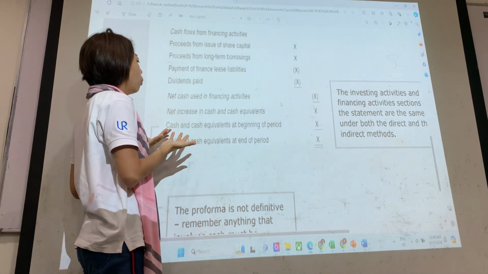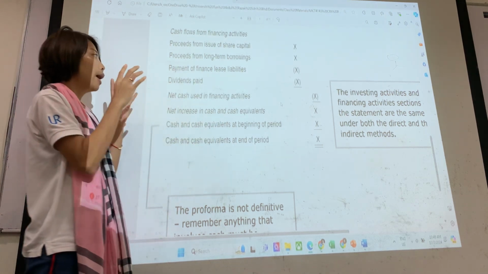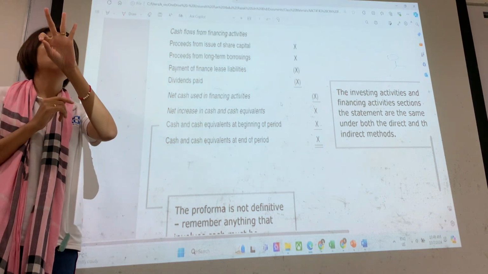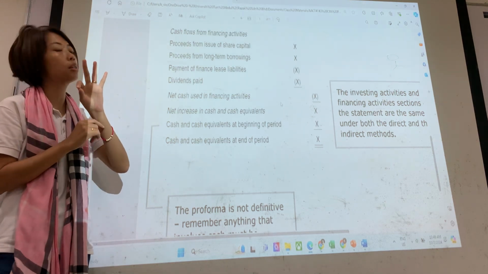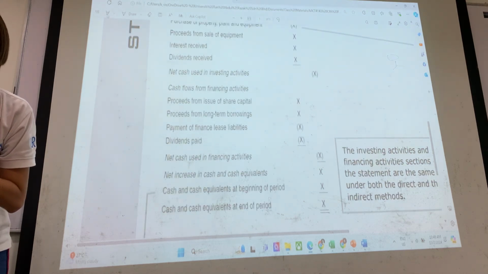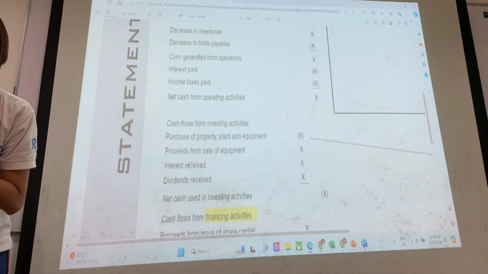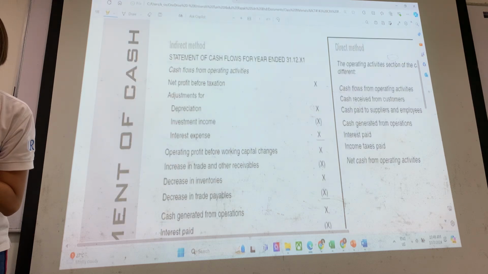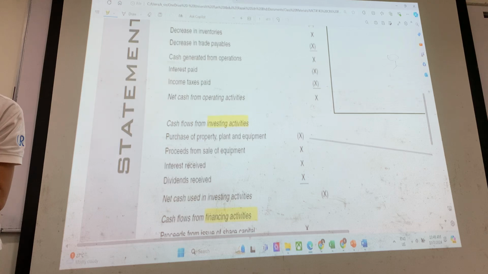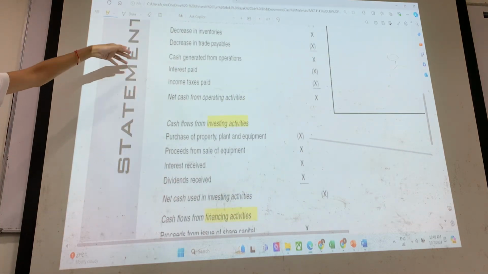So how do we know whether there's a net increase or net decrease? We will add up 3 activities. What are the 3 activities? We have financing activities. We have investing activities. We have operating activities. So there are 3 activities. You will sum them up to see eventually there is an increase or decrease. Now, a lot of students are very confused, don't know which one is which one, right?